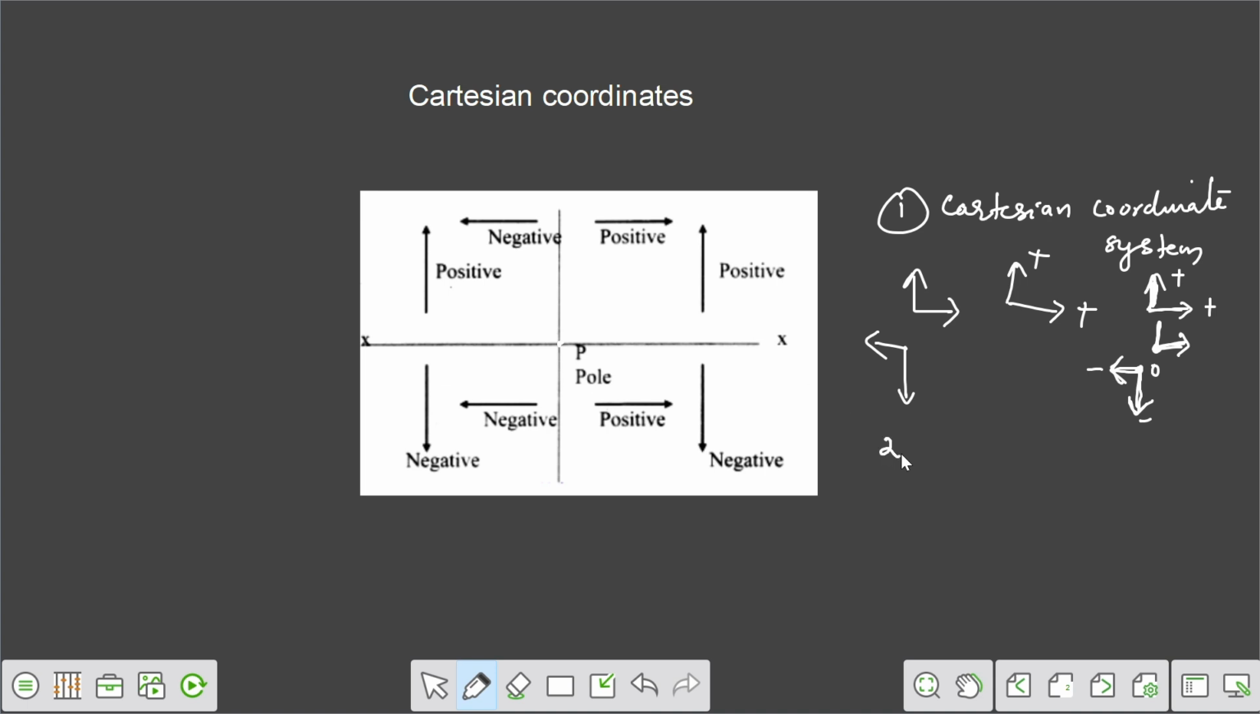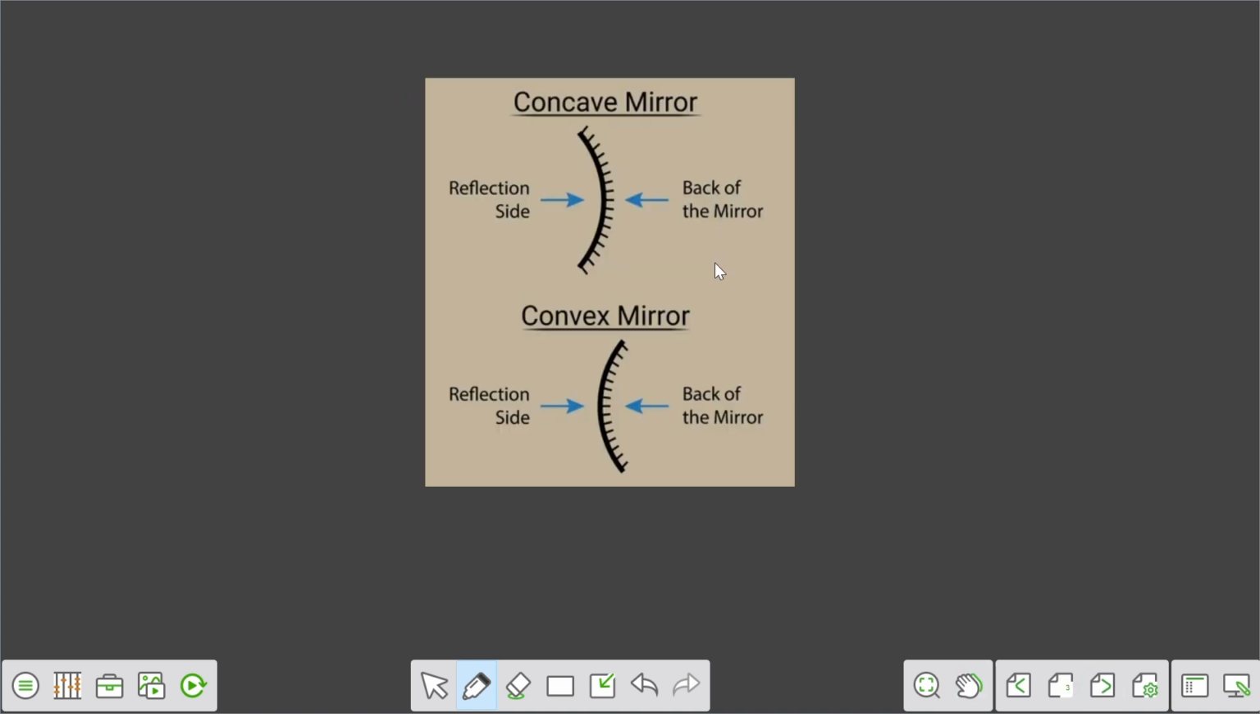Now, the second point that you should keep in mind is about the reflecting surface. The reflecting surface of the mirrors should always face towards your left. That is very, very important. It should always face towards your left as per sign convention. So this is the second point that you should remember.